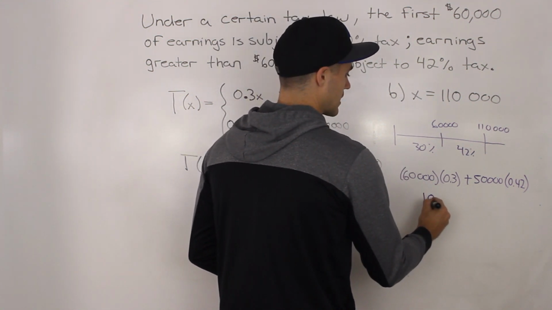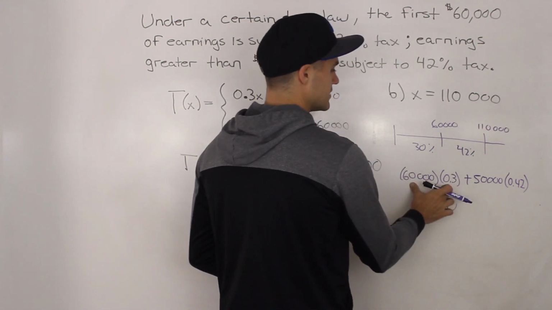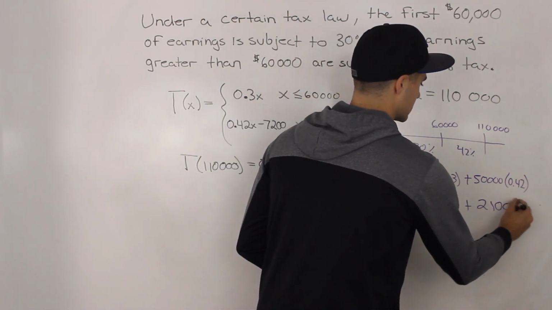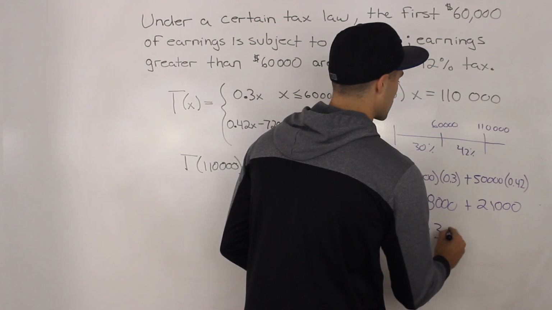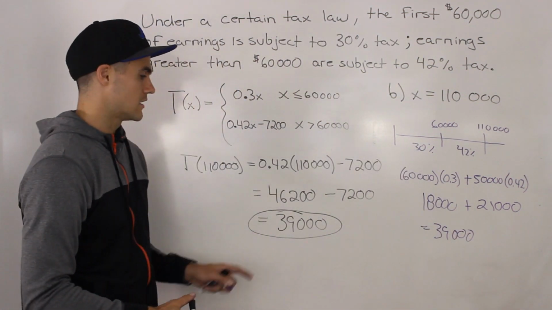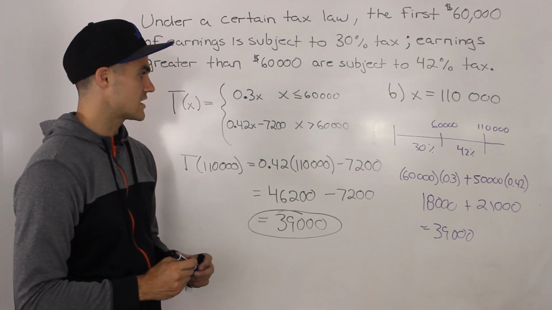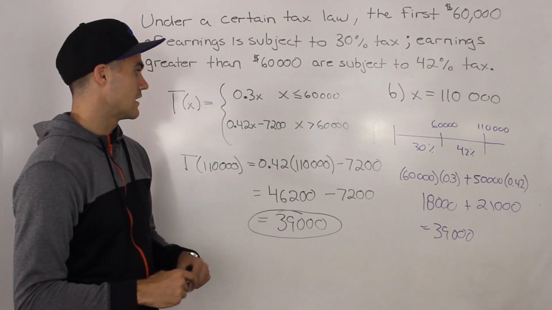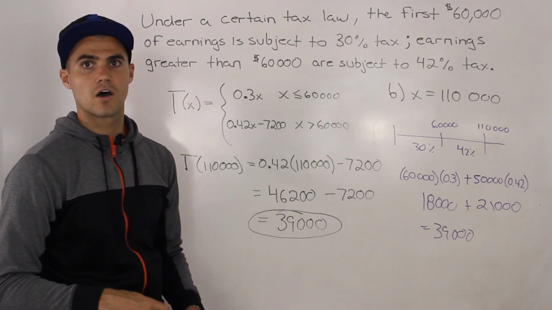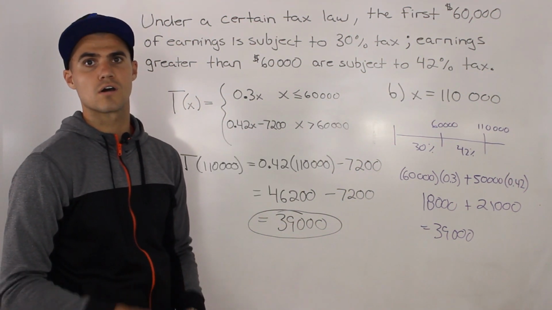So this would end up being 18,000 if we multiply these two. And then if you multiply these two, you would get 21,000. And then when you add these, you get 39,000. And notice how that's the same answer that we got here. So this answer makes intuitive sense, so we can be pretty confident that our function is correct and we got the correct tax on $110,000 worth of earnings.